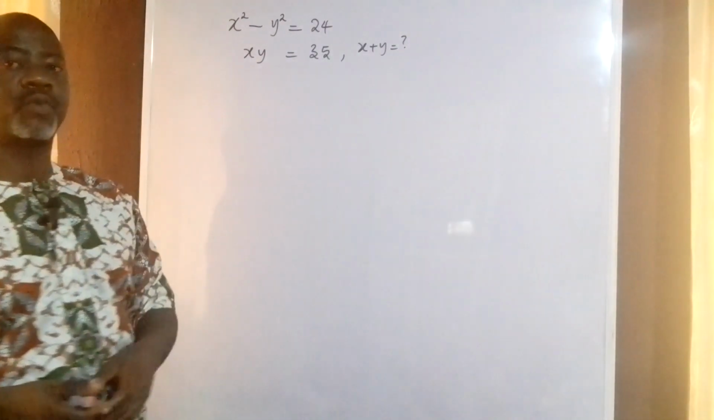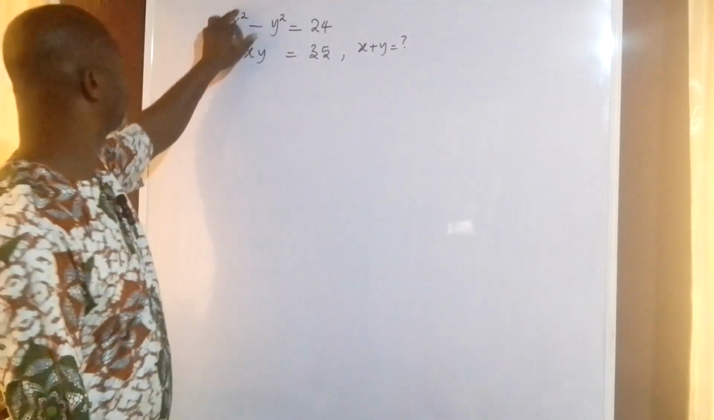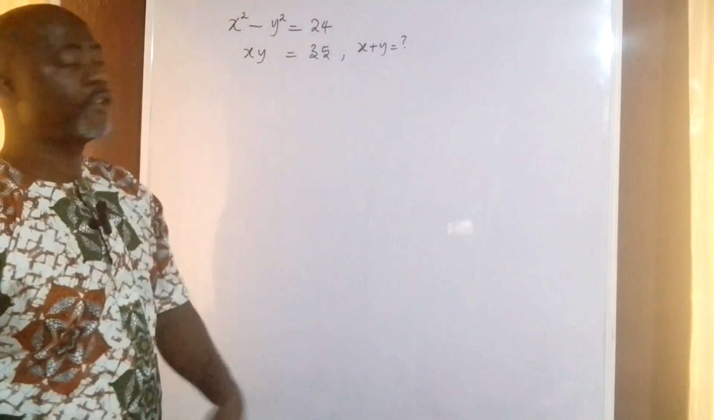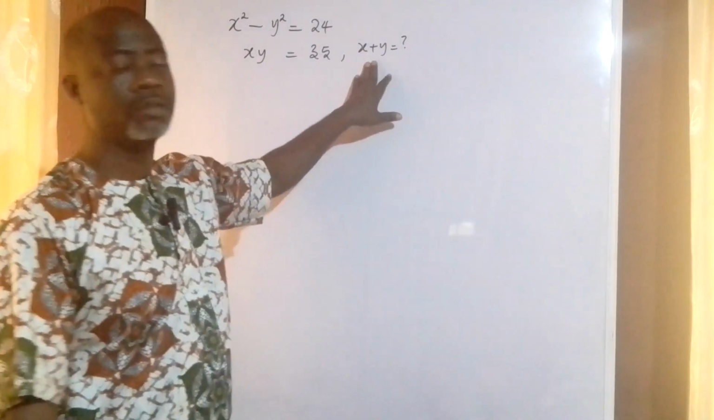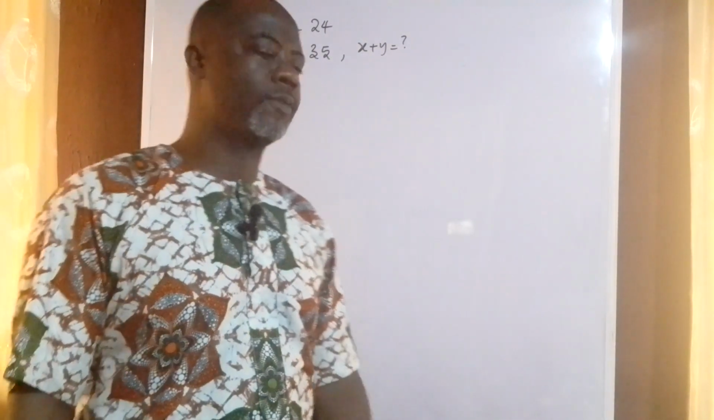Today we have this question on the board. x squared minus y squared equals 24, and then of course xy equals 35. What will be the value of x plus y?